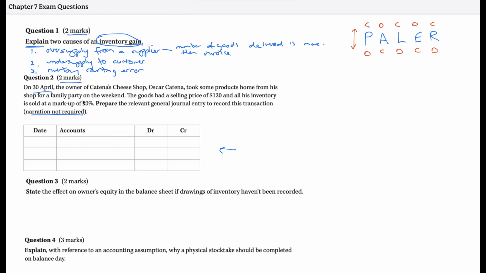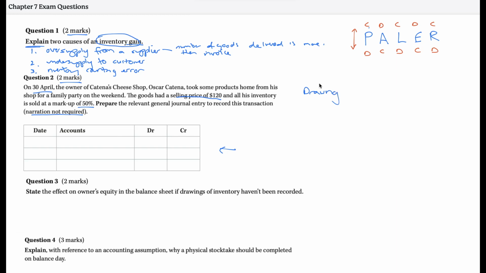And hopefully it's ringing in your ears: what type of transaction would occur if someone took some products home for personal use, and I've used that word deliberately. The goods have a selling price of $120 and all its inventory is sold at a markup of 50%. Now we need to prepare the general journal entry. Now I hope that we've identified, because it's for personal use, this has resulted in a drawing.